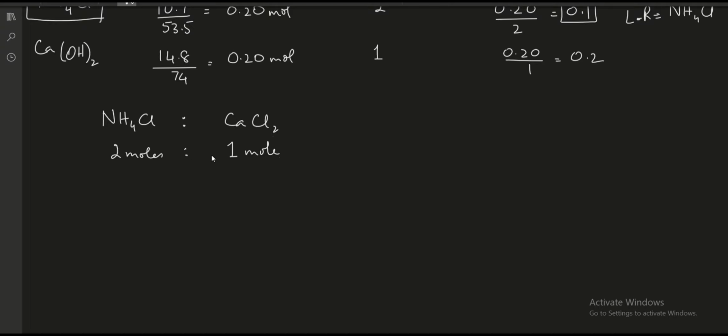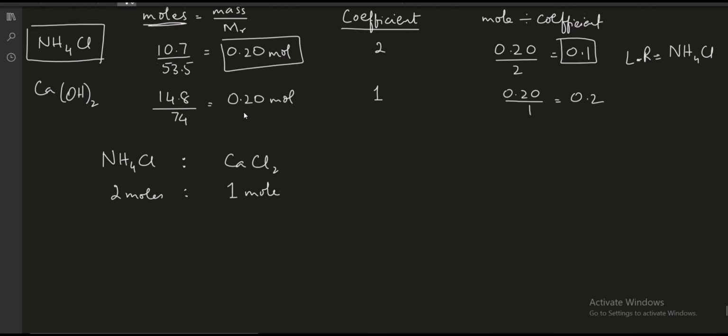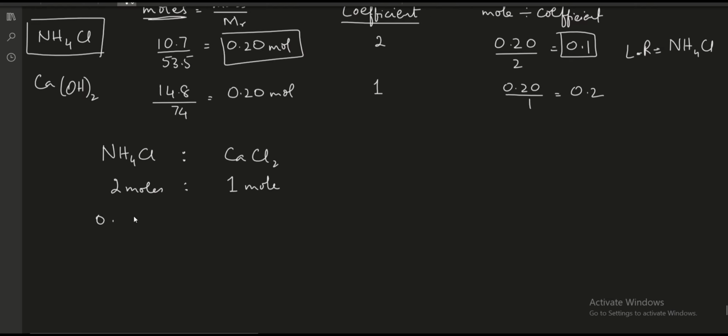Then if we have over here, how many moles do we have? 0.2. And if we have 0.2 moles of ammonium chloride, how much calcium chloride will be formed? So let's find the number of moles of calcium chloride from this equation. It would be 0.2 divided by 2. So your answer would be 0.1 moles. Now we have got the answer of the number of moles of calcium chloride.